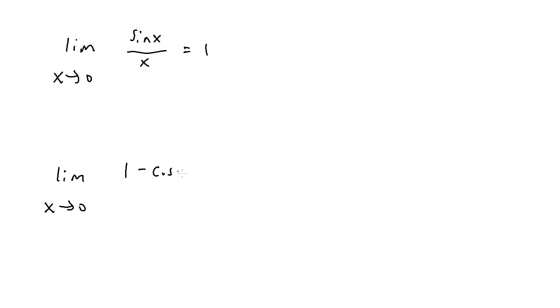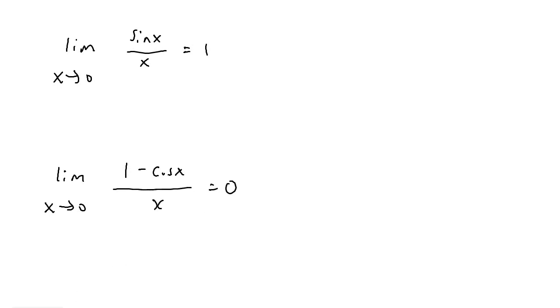Now, there are two important trigonometric limits that are pretty good to memorize in calculus. The first one is the limit as x approaches 0 of sine of x over x is going to be equal to 1. And the second limit is the limit as x approaches 0 of 1 minus cosine x over x is equal to 0.